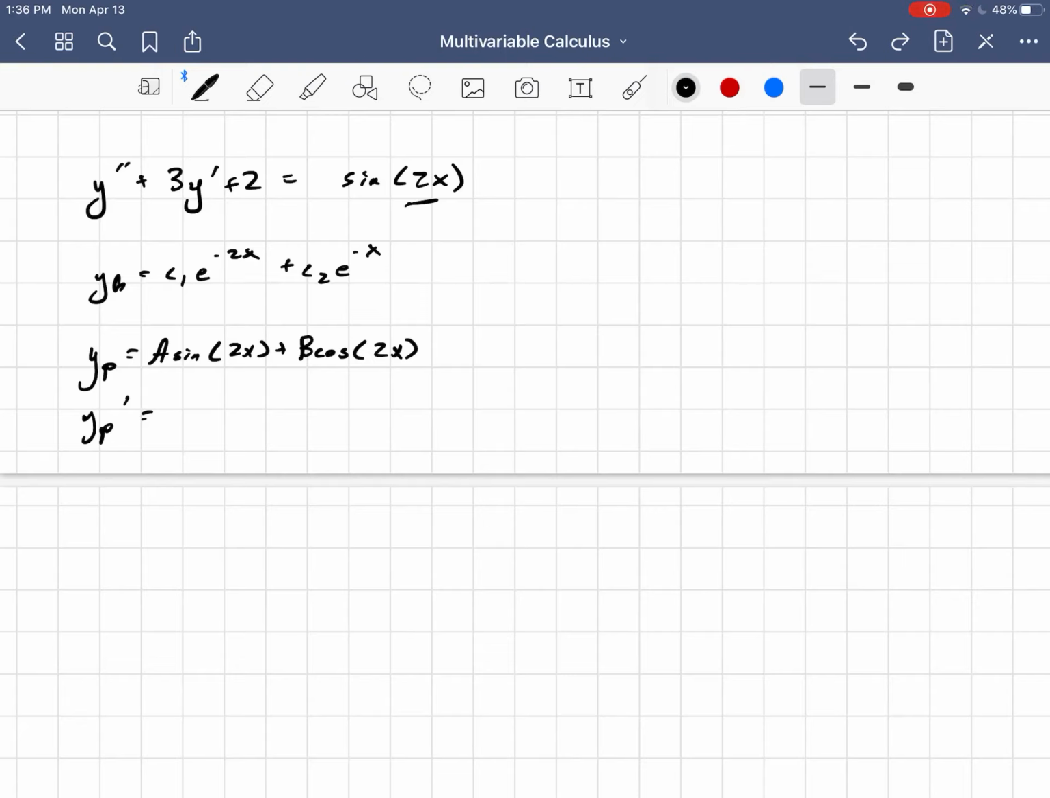So y sub p prime is, oh, and by the way, if this were a sine of 3x, then this and this would have been a sine of 3x. Whatever the angle inside was, you need that same multiple for your guess. So this is 2a cosine 2x minus 2b sine of 2x. And so y sub p double prime is negative 4a sine of 2x minus 4b cosine of 2x.